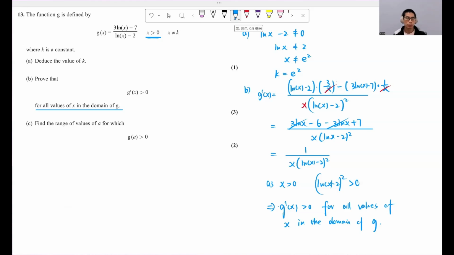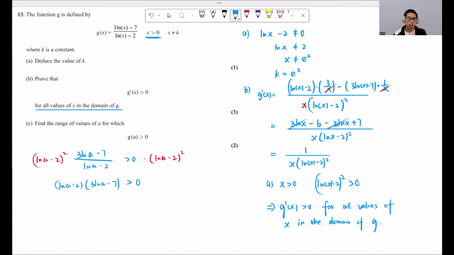Part C, find the range of values of a for which g(a) is more than 0. So this is just an inequality. So g(a) will be (3 ln a - 7)/(ln a - 2) more than 0. We don't know whether ln a - 2 is positive or negative. So if we don't know, we need to multiply both sides by the square of that, so we multiply both sides by (ln a - 2) squared. If we simplify that, anything times 0 is just 0, and (ln a - 2) squared divided by (ln a - 2) just becomes (ln a - 2) times (3 ln a - 7).